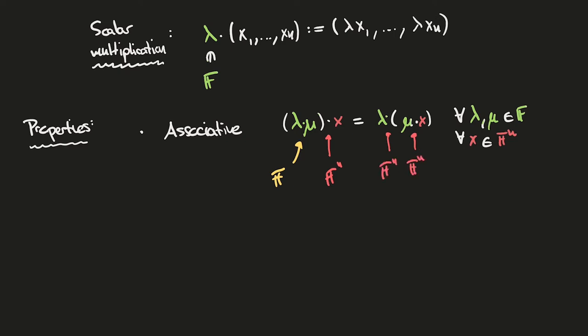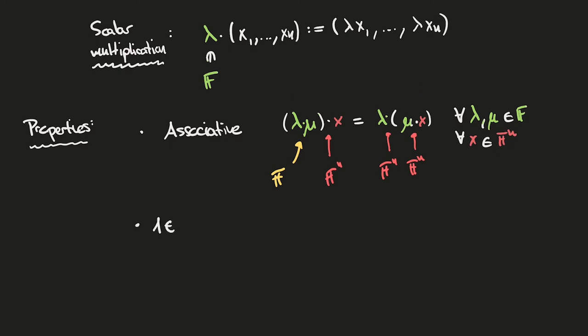So what this equality is actually saying is that if we first multiply elements lambda and mu in the field F, and then follow up by a scalar multiplication with an element x, this is the same thing as first scalar multiplying the element mu with x, followed by scalar multiplying the element mu x with lambda.